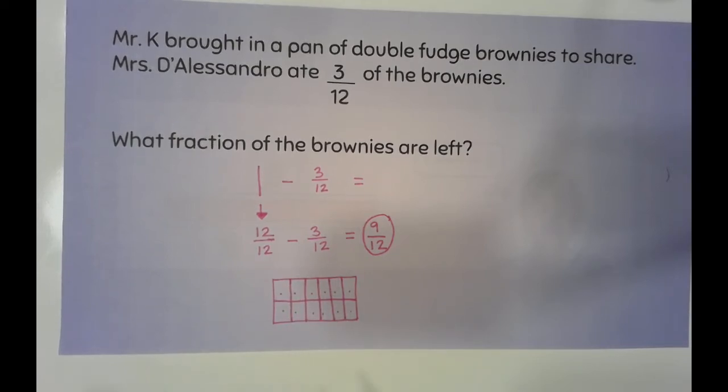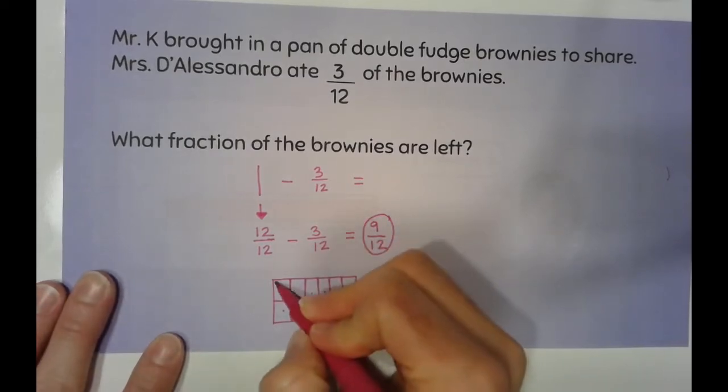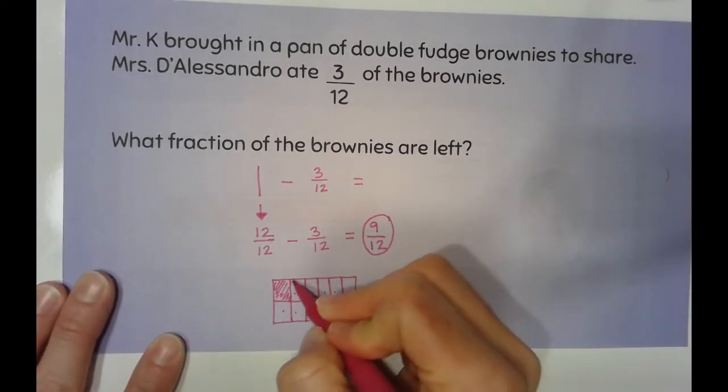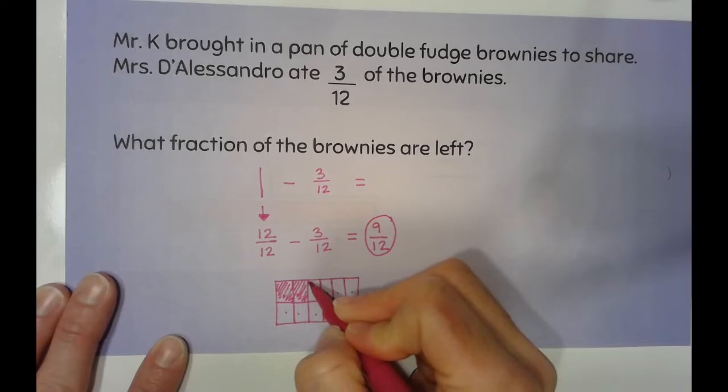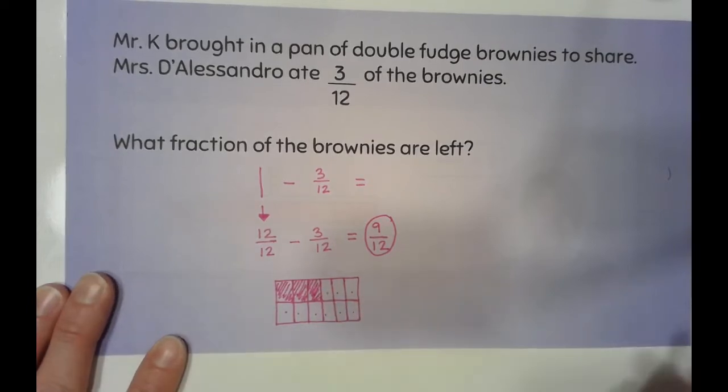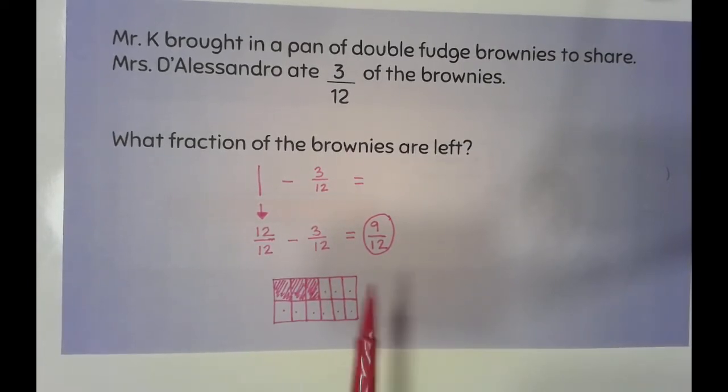I take 3 twelfths of them away because I ate 3 of them. I must have been really hungry. And now I am left with 9 out of 12 brownies. 9 twelfths of the brownies are left.